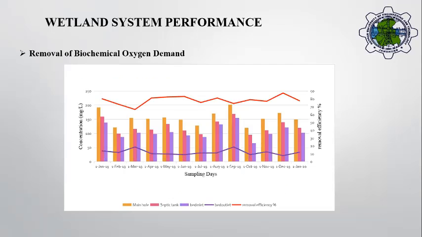Wetland system performance. These are the overall performance of this wetland. Removal of biochemical oxygen demand. This bar graph shows the influent characteristics of wastewater at different sampling points, like at the manhole, at the septic tank, and at the bed inlet. And the line graph shows the characteristics of effluent wastewater. The overall removal efficiency varies between 75 to 87%.